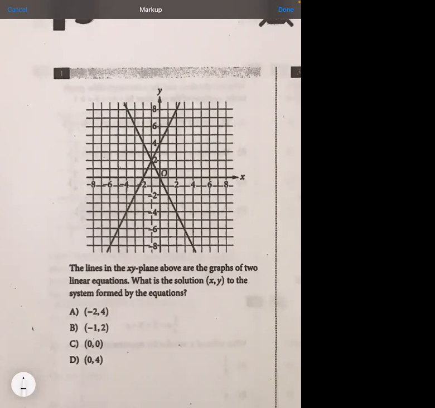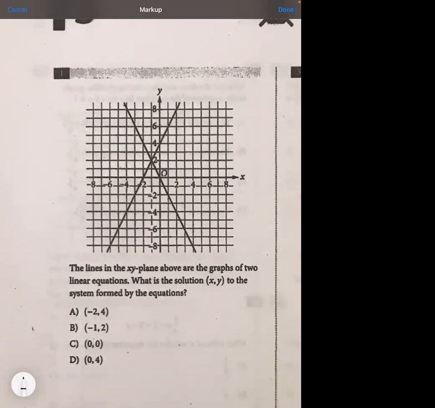All right, could everybody see the screen and can everybody hear me? Yes. All right, so I'll get started with the lesson then.